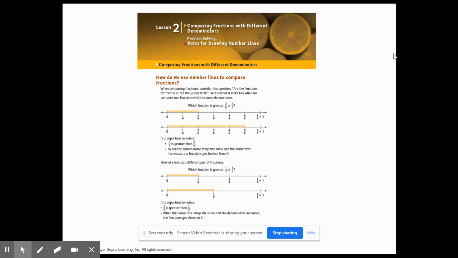Today we are doing Unit 2, Lesson 2. We're going to be talking about number lines and how we can use them to compare fractions, which is similar to what we did yesterday. So this should be kind of a refresher. We'll go a little more in depth today. So let's dive right in.